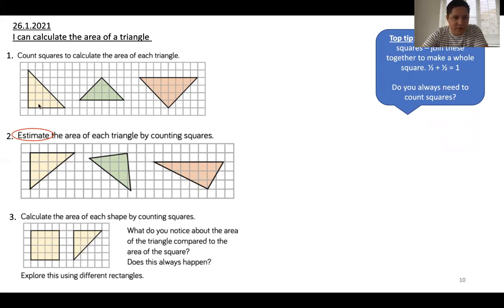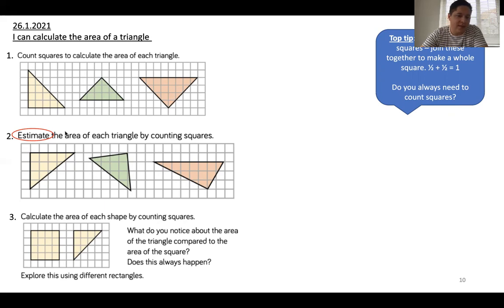So, for example, 1, 2, 3, 4, 5, 6, 7, 8, 9, 10. That's not quite my full answer because I've only done the whole squares there, 10 whole squares. In our top tip, it says you can join half and half of a square together to make a whole one. So for example, I could take this one and that one to make another one. So that's 11. That one and that one is 12. And this one is a half, so it's 12 and a half centimetres squared. See if you can do that for the other two.